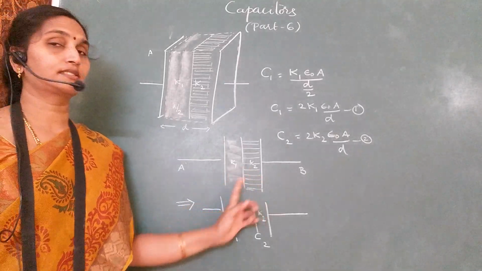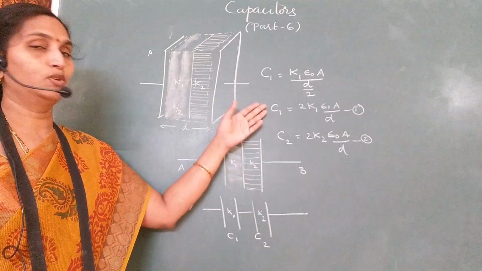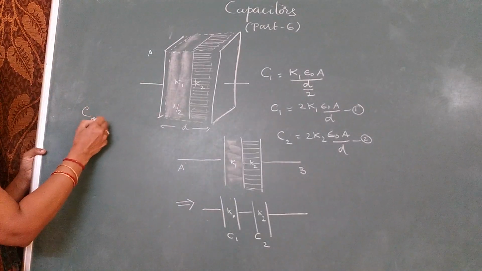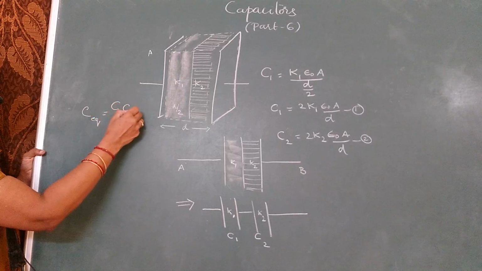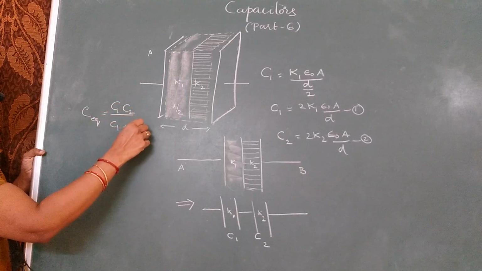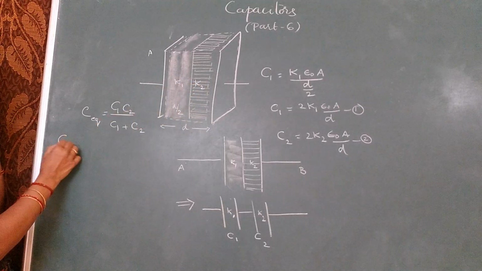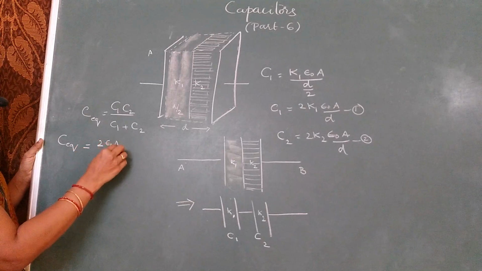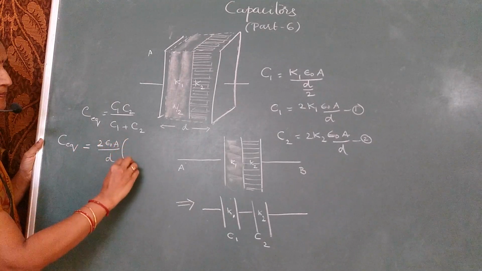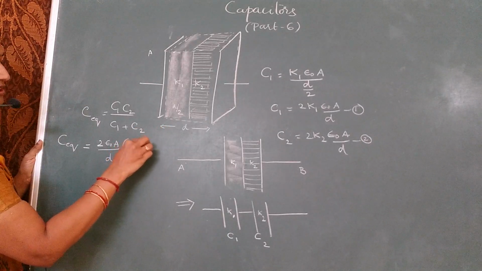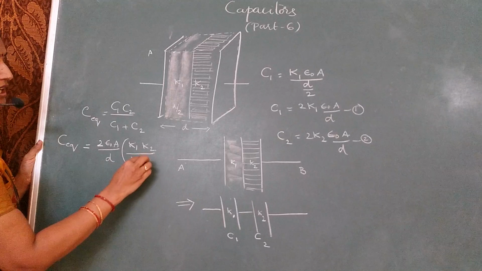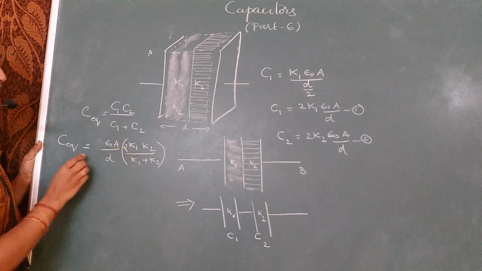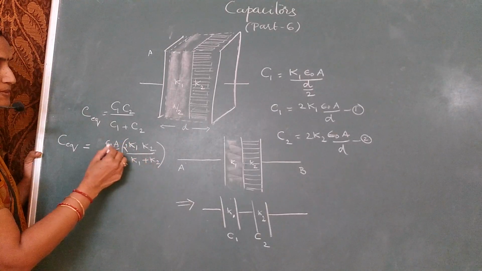Now, how are the two capacitors connected? In series. And we know when two capacitors are in series combination, the equivalent capacitance is, I am writing the equivalent here, C equivalent will be C1 C2 by C1 plus C2. Take out 2 epsilon naught A by D common. You will get C equivalent as 2 epsilon naught A by D outside, and inside you will get K1 K2 by K1 plus K2. Or if you take this 2 inside, it is 2 K1 K2 by K1 plus K2 epsilon naught A by D.